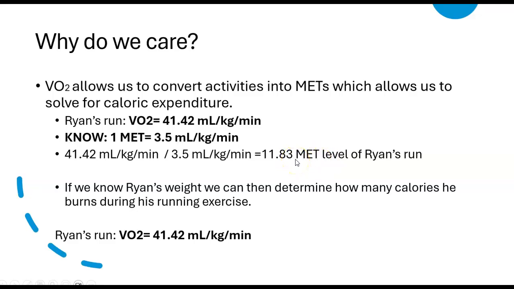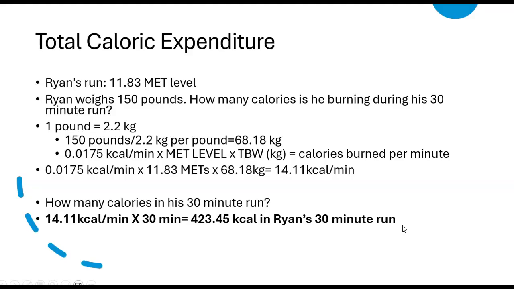So the only thing we need to know now is really how much Ryan weighs in order to determine how many calories he's burning during his running exercise. His VO2 was 41. His MET level is 11.83. Let's just say Ryan weighs 150 pounds. We're going to take that 150 pounds and get it into kilograms. So we're going to divide by 2.2 to get 68.18.